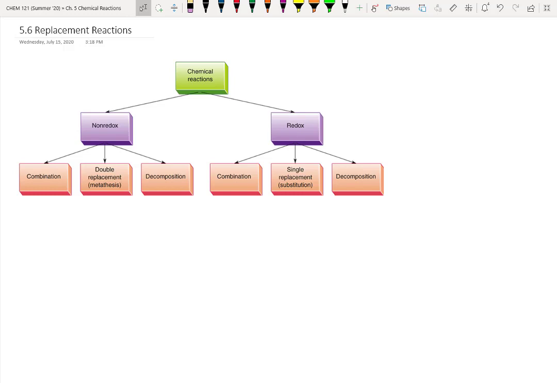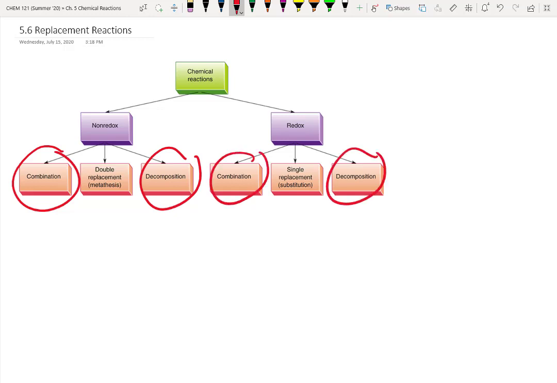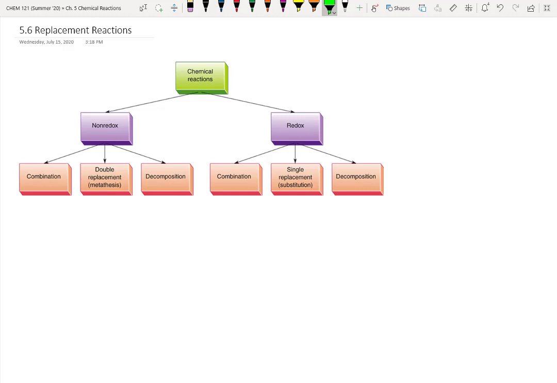All right, so far in this chapter, we've talked about a variety of chemical reactions. We spent the first part of the chapter talking about redox reactions, and then more recently, we went over combination and decomposition reactions. So if you think about what's left over, we have two things left over. We've got the double replacement reaction and the single replacement reaction, and that's what we're going to talk about in today's video. Let's start with the single replacement reaction.